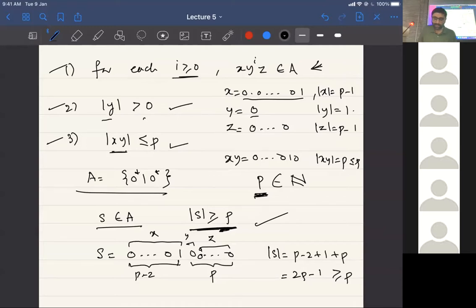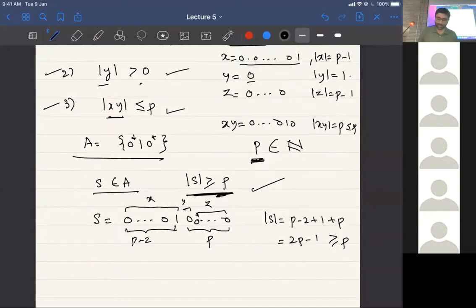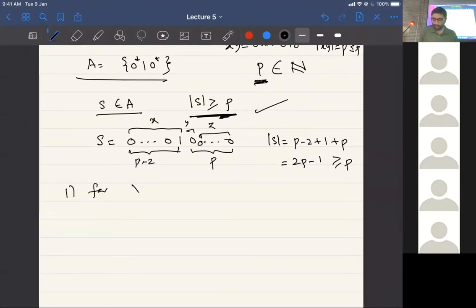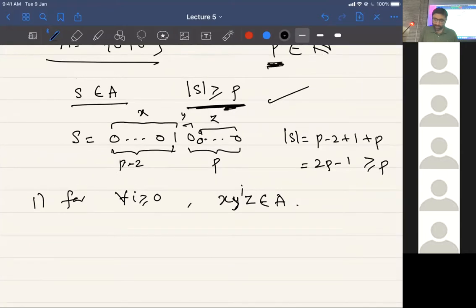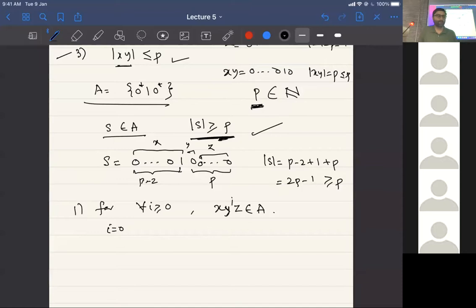Condition number one says that for every I greater than or equal to zero, that is I equal to zero, one, two, three, and every number, this string should be in the language. Okay, so let me write condition one here once again. For all I greater than or equal to zero, X, Y to the I, Z must be in the language. Okay, what is the smallest possible value? I equal to zero. Then what is Y? Y is zero, so Y power zero is the empty string. Y power one is just zero. What is Y squared? Zero, zero. What is Y cubed? Zero, zero, zero. What is Y power four? Zero, zero, zero, zero, and so on and so forth, right? So we should be able to do all of this for I equal to zero or one or two or three or four and so on.